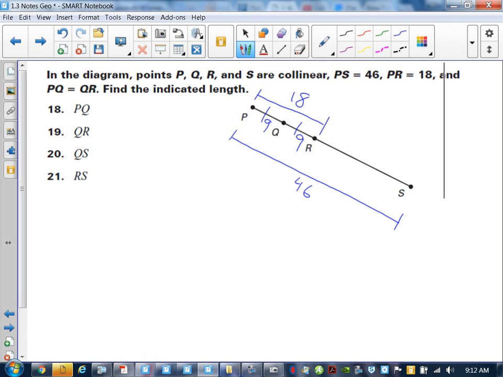Okay. Well, if you look at it, RS is the whole thing. PR is the one chunk. So what would I do to figure out what RS is then? What do you get? A number. Very good.